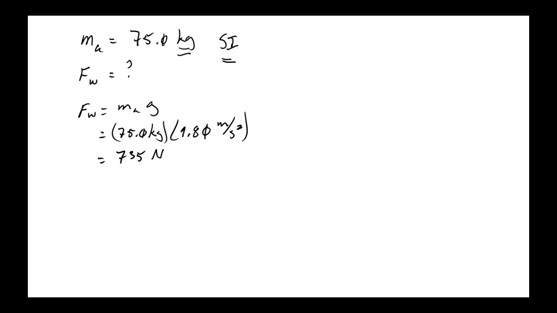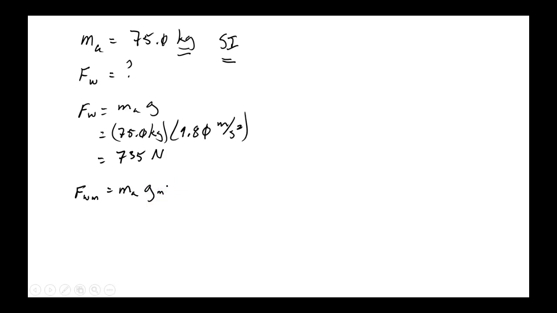Mass doesn't change. The same quantity of astronaut on the Earth, same quantity on the moon. So guess what his quantity will be? The quantity will be 75 kilograms. How about the weight on the moon? So this will be F sub W on the moon, okay? And that will be the mass of the astronaut times G for the moon.